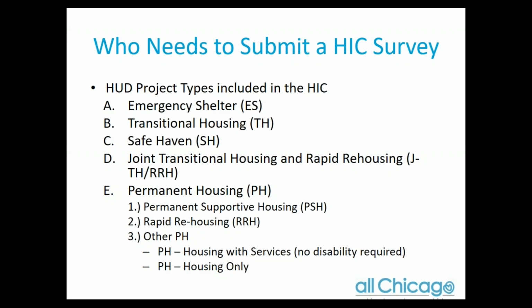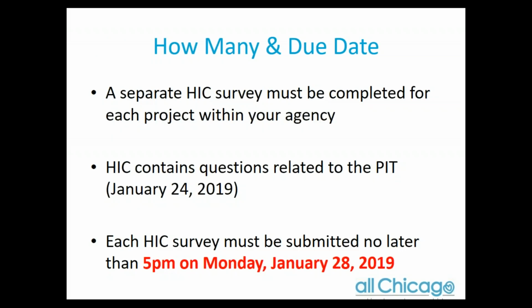So who needs to submit a HIC? On your screen, you'll see all the different program types that are included in the HIC. We account for emergency shelters, transitional housing programs, safe haven, the joint model, permanent housing, which would include permanent supportive housing, rapid rehousing, and other PH such as housing with services that do not require a disability, and housing only. Because we do know that there are a couple of agencies that oversee a variety of different program models at their agency, we do require that a separate HIC is submitted for each applicable program.